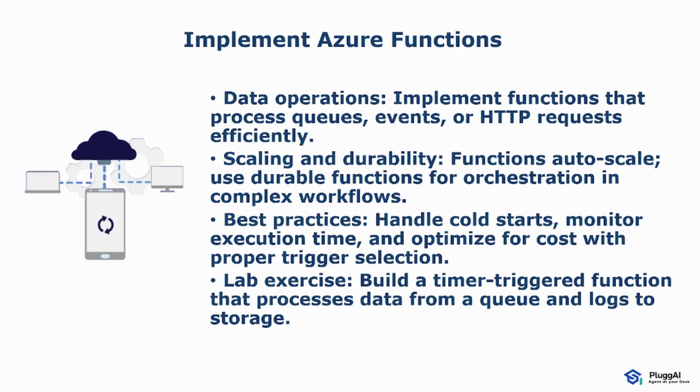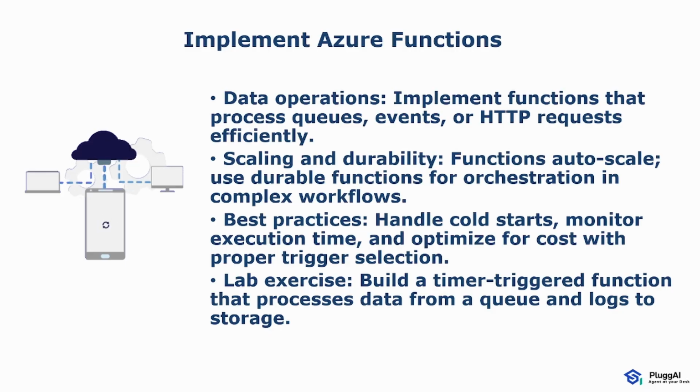Now, the heart of functions, triggers and bindings. This is what makes functions so powerful and what the exam tests heavily. Triggers are how your function starts. HTTP for APIs, webhooks, timer for scheduled jobs, cron syntax, baby, blob for when a file lands in storage, queue for background processing, Event Grid for reacting to Azure events, Cosmos DB change feed for real-time syncs, Service Bus, Event Hubs, the list is long.